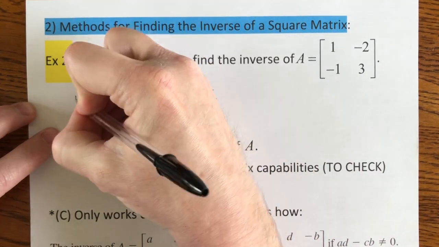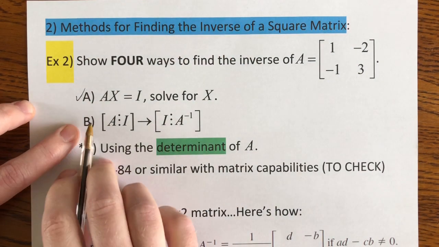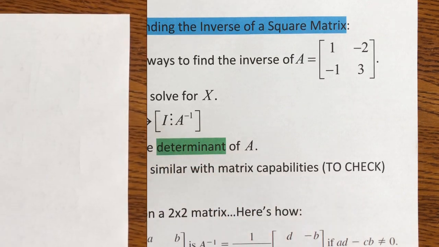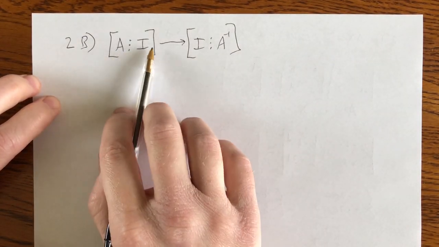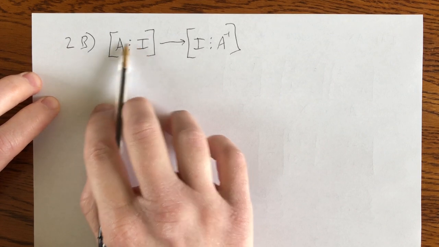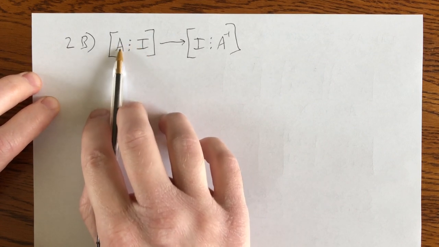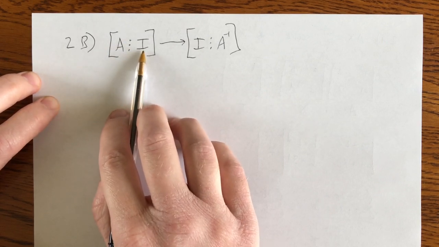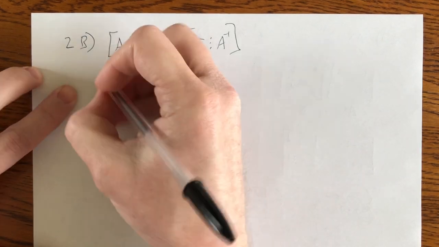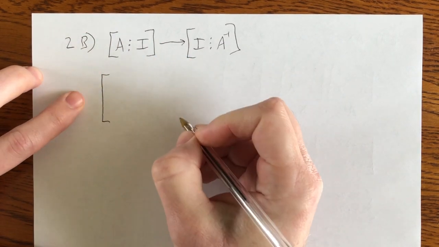So again, we finished example 2A. We're going to move on now to 2B. All right, example 2B is telling us in the directions to start by putting in matrix A and then adjoining it with the identity matrix I. And so what that means is this.